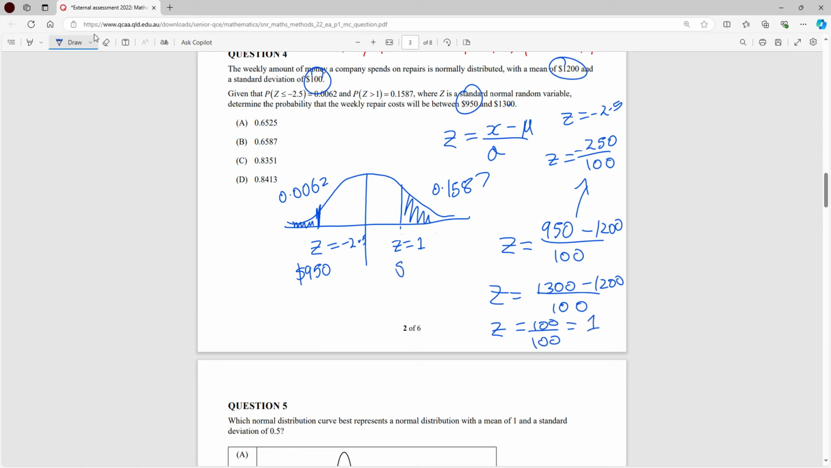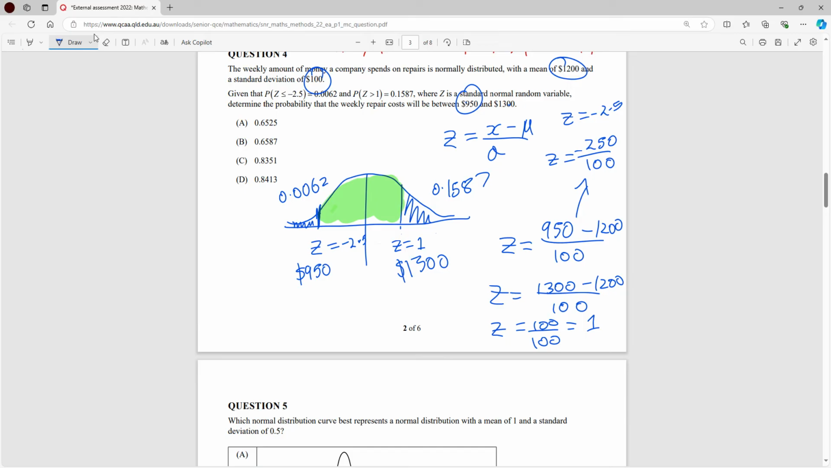So this is when it's $1,300. What they're asking is, given that's the probability there, so that's less than -2.5, and given the probability that's the area when it's greater than 1 z-score, if you want to work out the probability that's between here and here, you need to find this area here. Finding that area is actually quite easy because these numbers match exactly with these z-scores here.